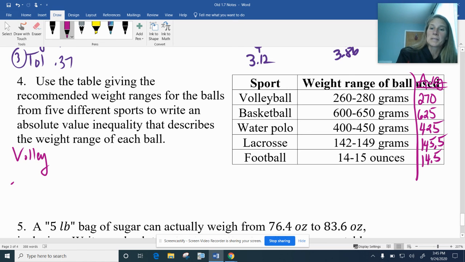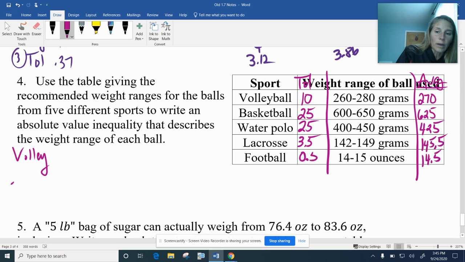Clearly, there's less tolerance there. Okay, so now the tolerance is how far are those average numbers I just came up with away from each of the two endpoints, right? So our average here, 270, that's a tolerance of 10 for volleyball. It's a tolerance of 25 for basketball, 25 grams for water polo. It looks like 3.5 for lacrosse. And for football, it is just 0.5. So much, much smaller tolerance.